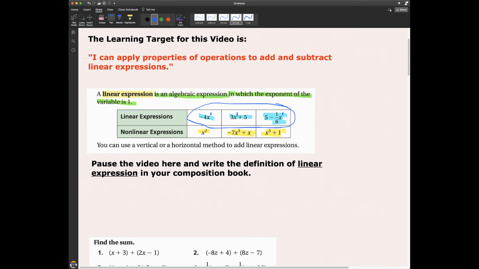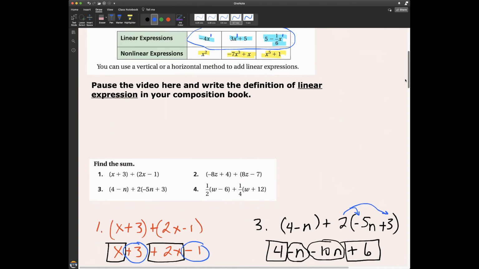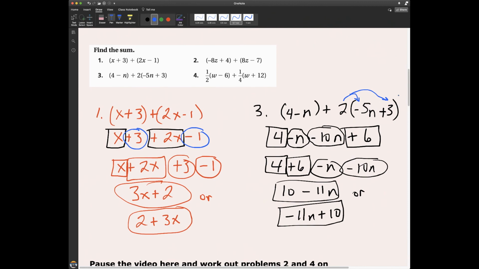All right, we are back. And so let's play with these things a little bit. Let's see, how can we add linear expressions? So I worked out a couple problems right here. I worked out problem number 1 and problem number 3. And let's go through these steps.